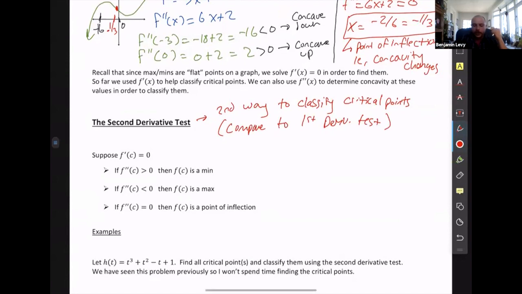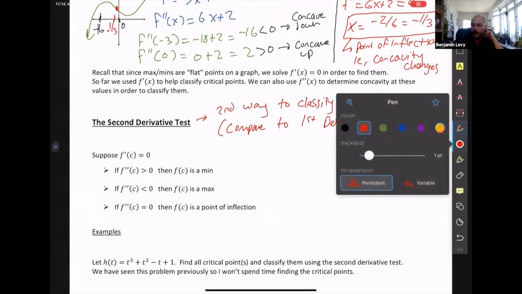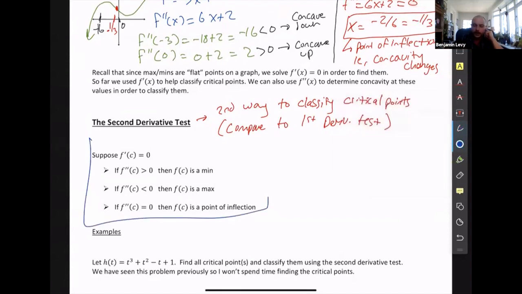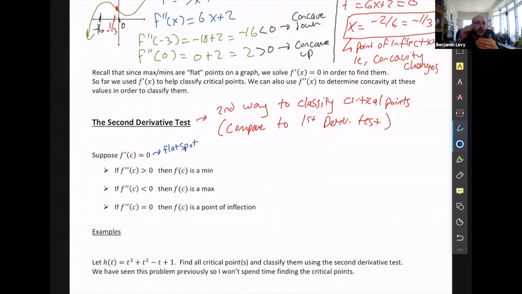And so it's pretty straightforward. So let's dig into what it says inside the box right here. So it says, suppose the first derivative is 0, i.e. it's a flat spot. That's what that means. The first derivative at a point is 0. So we're at a specific point here, right? X equals C. So at C, we've got a flat spot. And then the following three conditions is how we classify it.